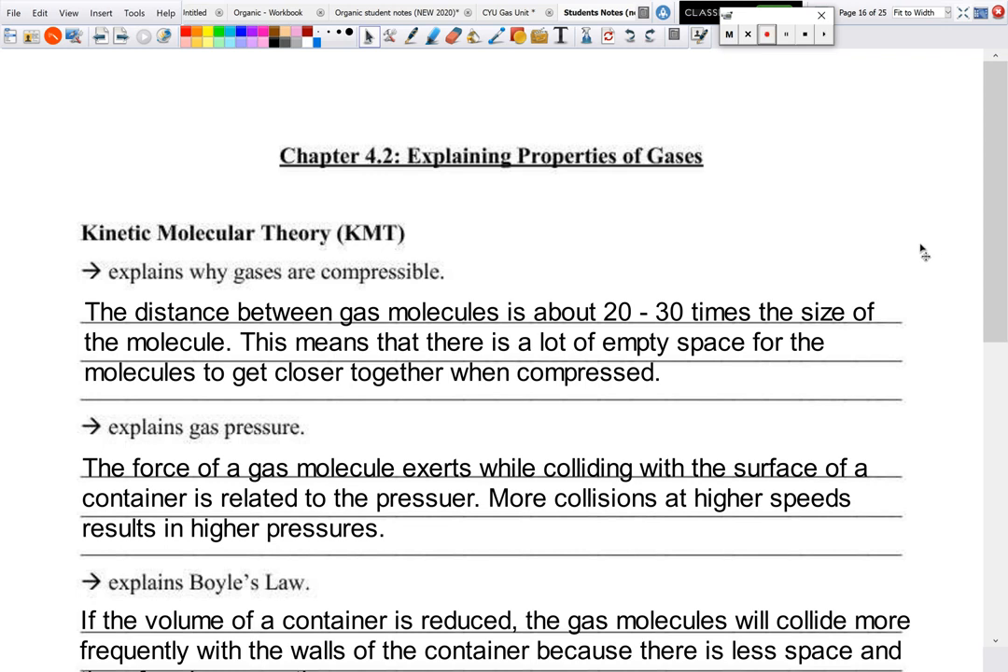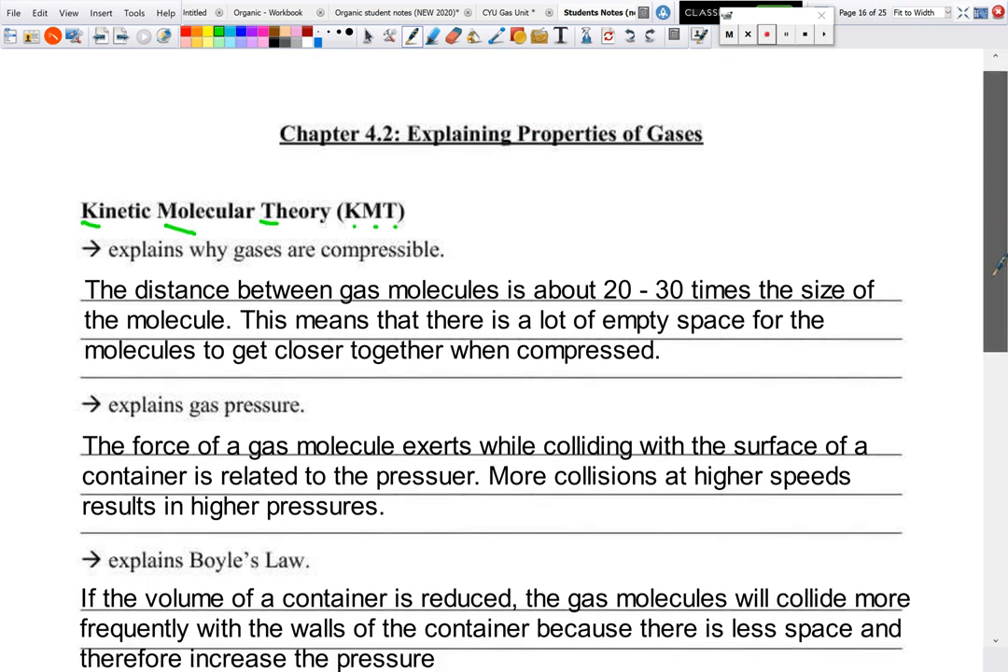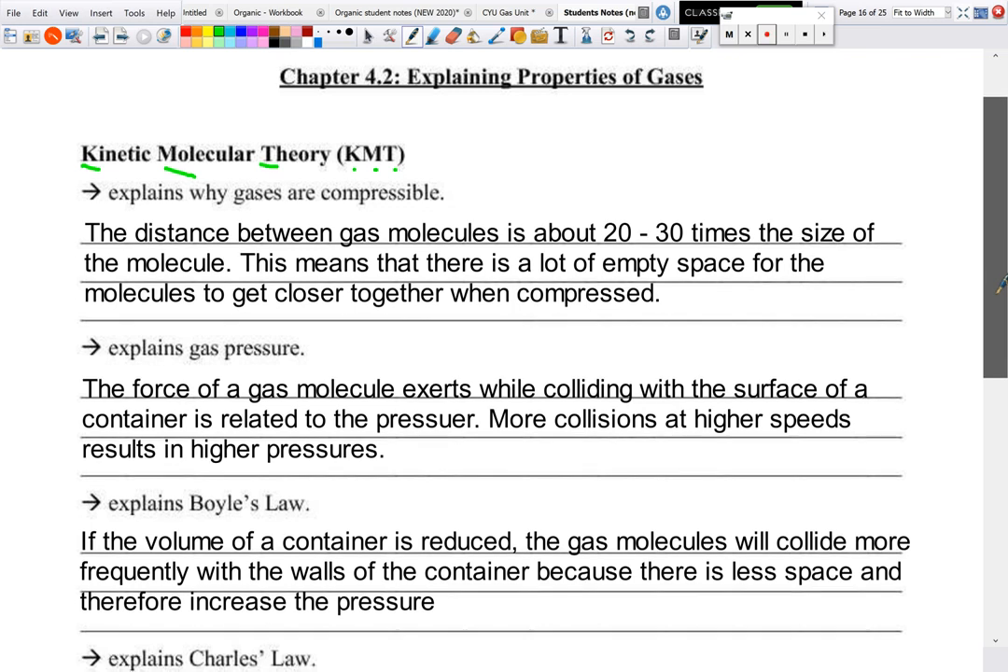All right, welcome back. So today, our first lesson for this week, we're going to be looking at the kinetic molecular theory, which is shorthand KMT, and we're going to be looking at the law of combining volumes. Now, for kinetic molecular theory, I already have the answers put up here, so instead of just writing them out, I figured I'd type them and have them up so you can see them.